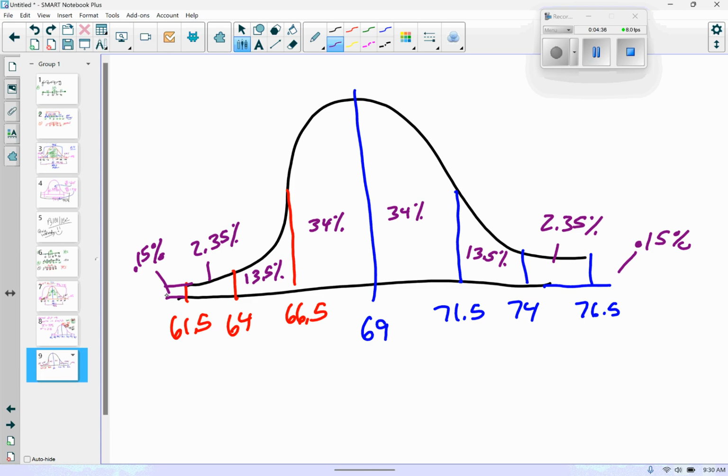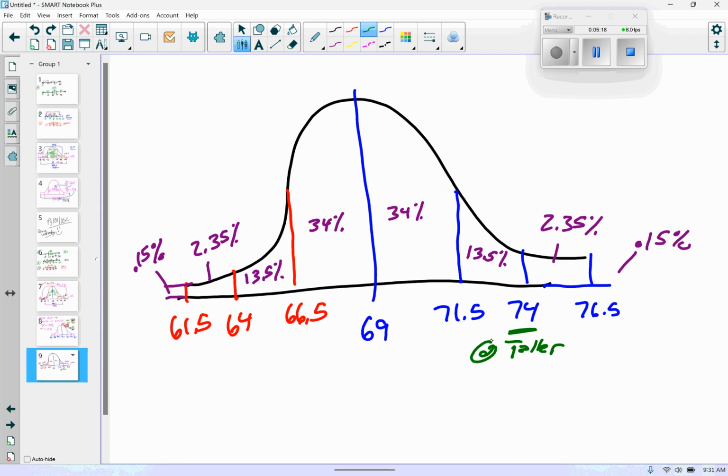So then it says problem number 2. What is the chance that you have somebody who is taller than 74 inches? This is for number 2. Okay? So what we can do up here is one of two things. I can add up the 0.15, 13.5, 34, 34, 13.5. You can do that. Or you realize the entire area is 100%. So you can go 2.35 plus 0.15 is 2.50. 100 minus 2.50 is 97.5.